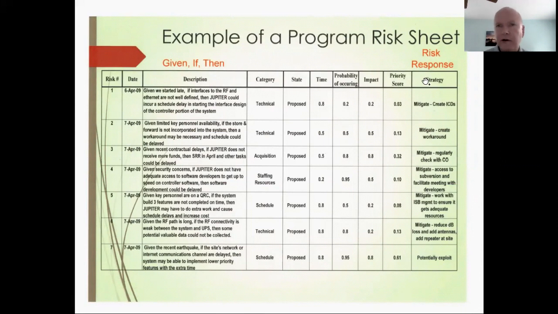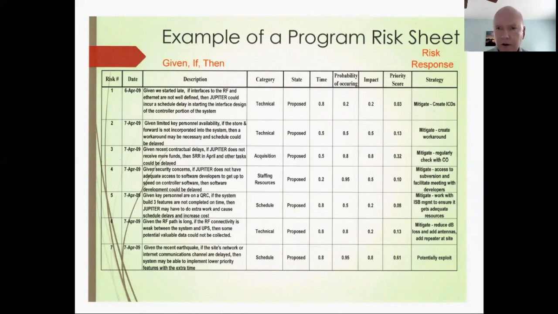So, an example of a program risk sheet. Here are examples I made up a number of years ago, and the description contains your given if then. Your far right, it says strategy. Well, that's really your risk response, right? And there's numbers you multiply in between to find a priority score, which you're going to work on first. This tends to be a fancy one. But you notice every description here has a given if then all there, and you see how it can take up some room with the strategy or the risk response on the right-hand side.